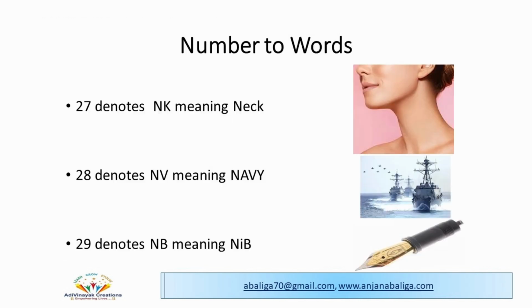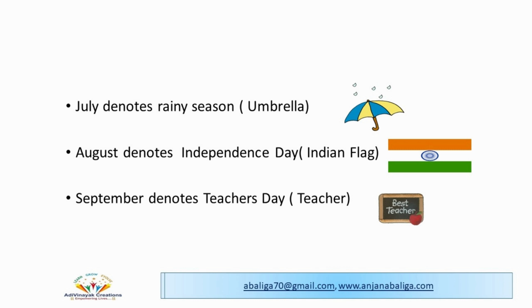Let's look again at the month code or the number code. The number 28 denotes navy, and if the number was 27 you have to make a picture with the neck, and if the number was 29 the picture becomes NNB, that is nib. So you can take the navy as the code for 2 and 8 and form a vivid image. Now let's take the month. The month here is July. So what happens in July? In July there is a lot of rain. So the code word for July is an umbrella.